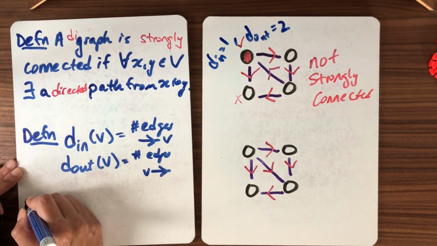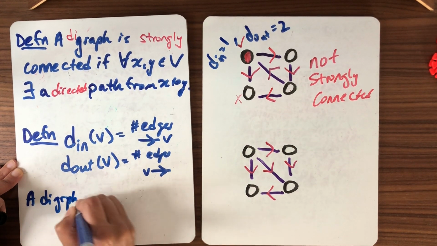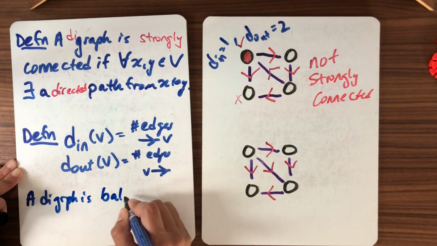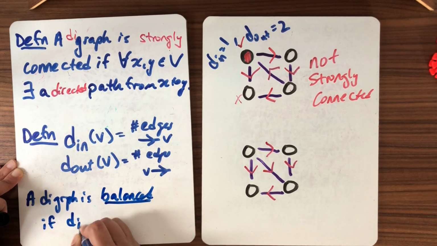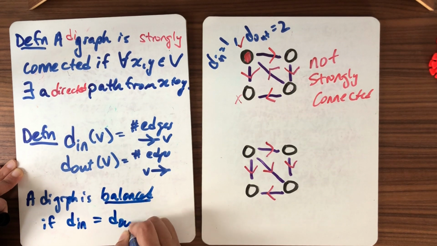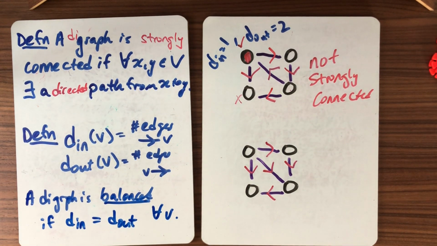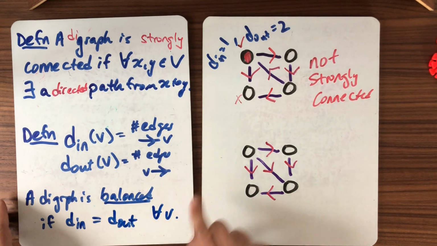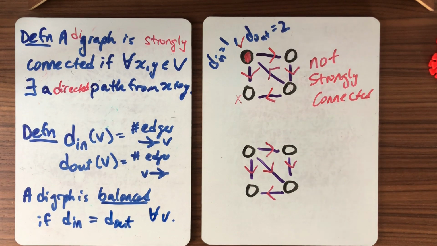We're going to call a graph balanced. A directed graph is balanced if d in equals d out for all vertices v. So we can ask ourselves, does that happen? Well, here it's not going to happen. It's not going to happen when you have a vertex that has odd degree, because there's no way that you're going to have these two be equal and add up to an odd number, right?